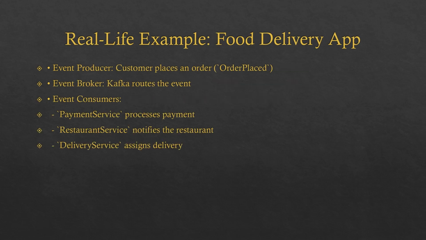Let's take a look at a real-life example, a food delivery application. The system consists of event producers, such as the customer placing an order, an event broker like Kafka, which routes the order event, and consumers such as the payment service processing payments, the restaurant service notifying the restaurant, and the delivery service assigning a delivery driver. These components work in sync, processing the event in real time to fulfill the customer's order.